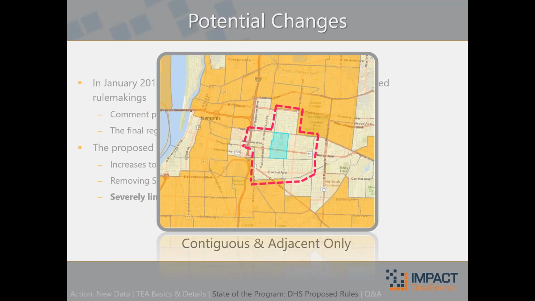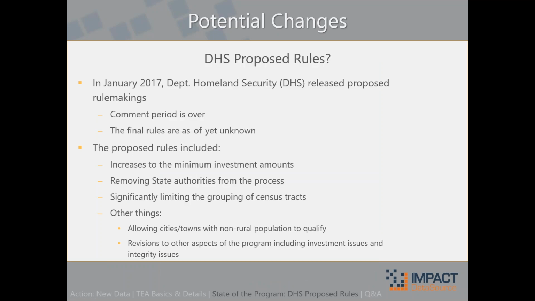So here's another example of the limit. Here's downtown Memphis, where downtown Memphis obviously has really high unemployment in general, but if you happen to have a project located in this blue part, you would not be able to make a TEA under the proposed rules, whereas you can make one easily under the current rules. So just an example there.